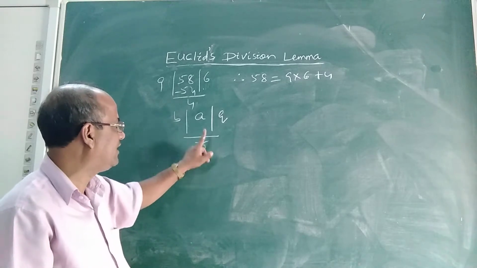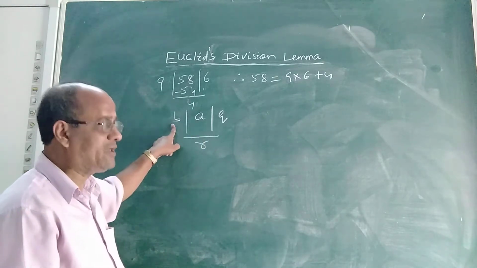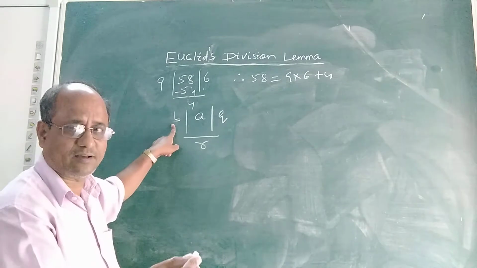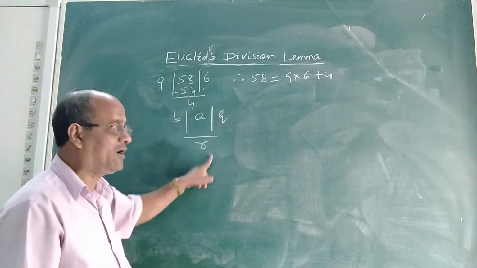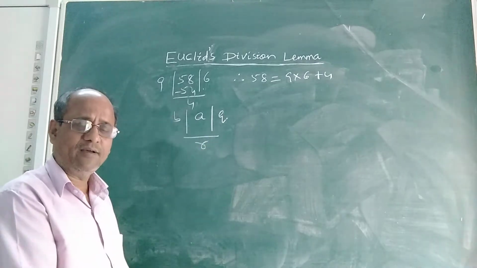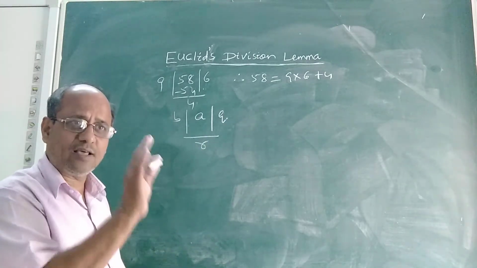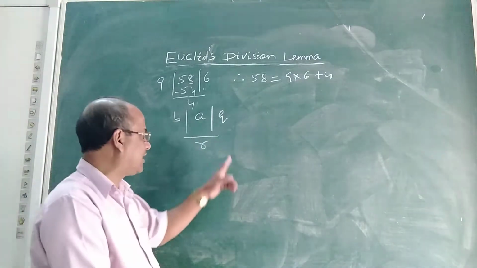So what Euclid said is, on dividing a by b, which are non-negative integers, if the quotient and remainder are q and r, which are again non-negative, then they are unique. Unique means they are one and only one.